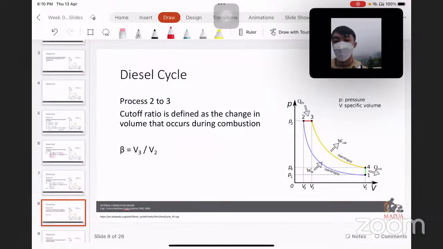Meron tayong tinatawag na cut-off ratio. Cut-off ratio is the ratio between V3 and V2. Ano yung V2? V2 is the start of your combustion process. V3 is the end of your combustion process. So the change in that is your cut-off ratio. Okay? So dito meron ka ng compression ratio, V1 over V2, at meron ka rin cut-off ratio, V3 over V2.